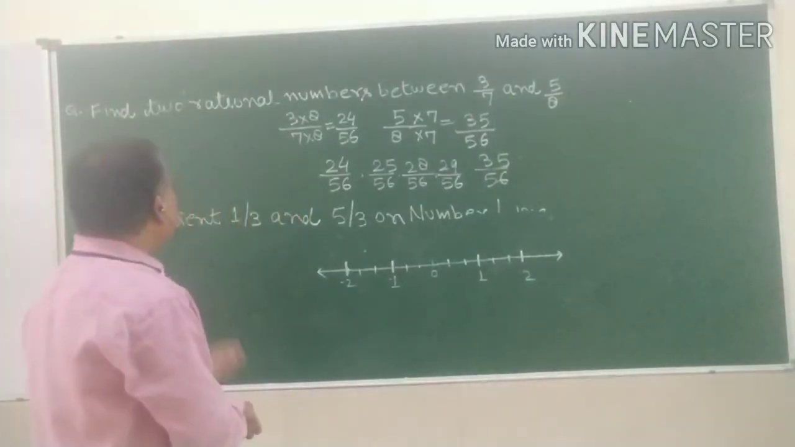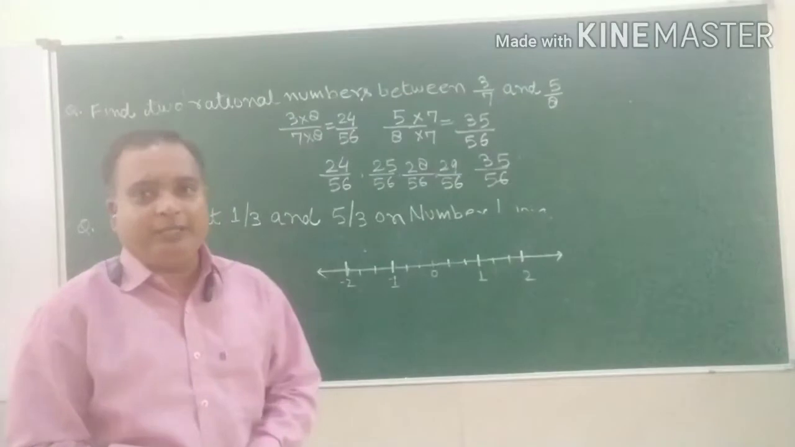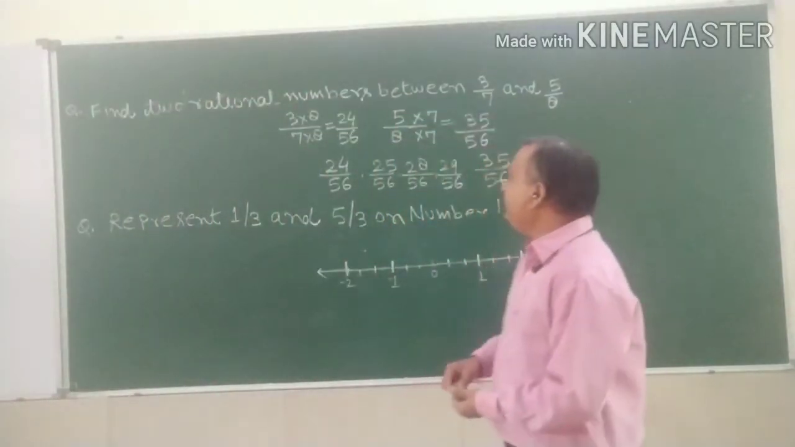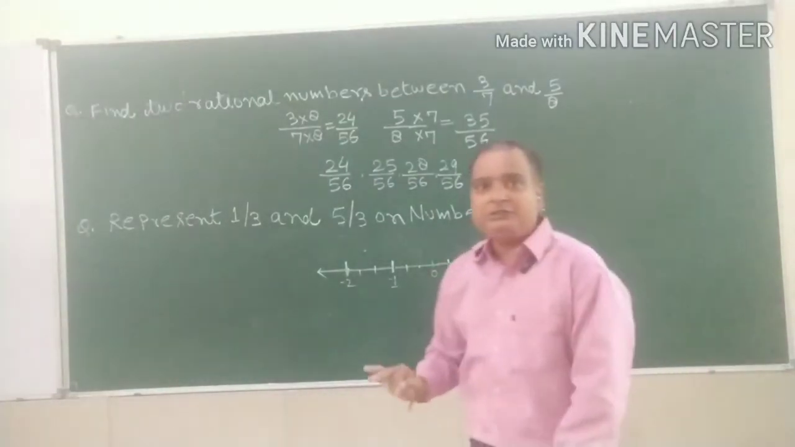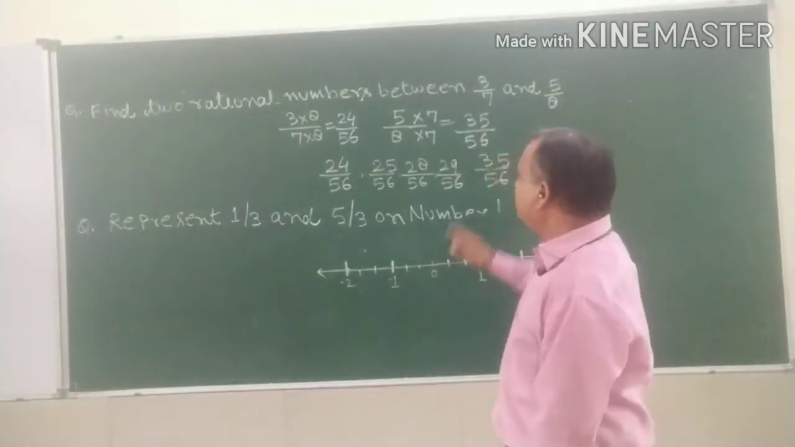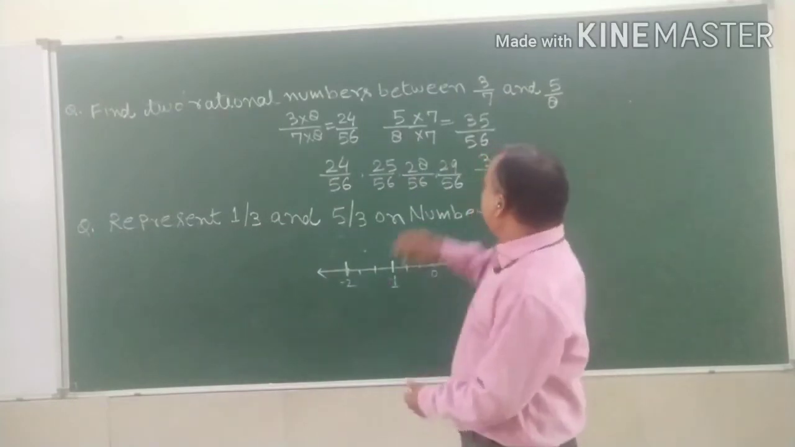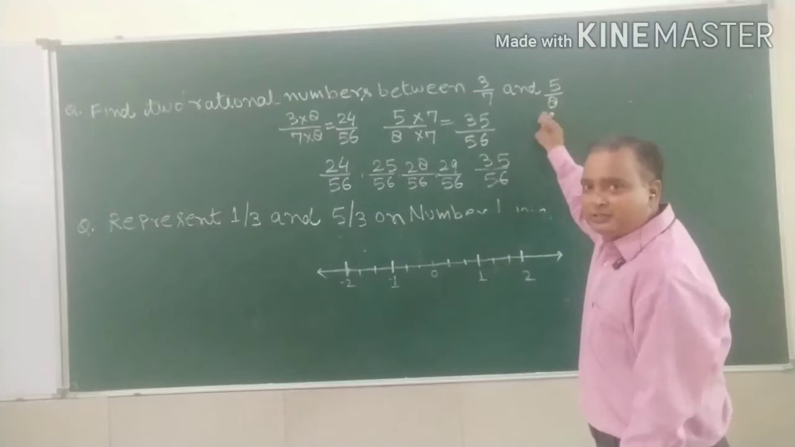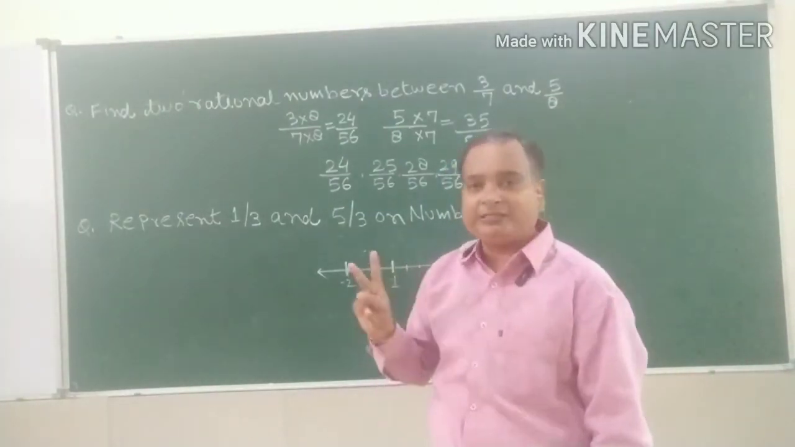Next we have to find two rational numbers between 3 by 7 and 5 by 8. I repeat, we have to find two rational numbers between 3 by 7 and 5 by 8. Same type of questions you also solved in class 7 and 8. So first we write the numbers 3 by 7 and 5 by 8. Here the denominator is 7, here the denominator is 8. So first we have to equate the denominators in both the fractions.